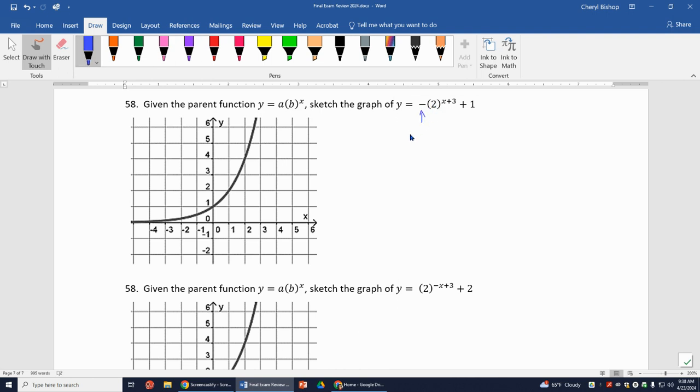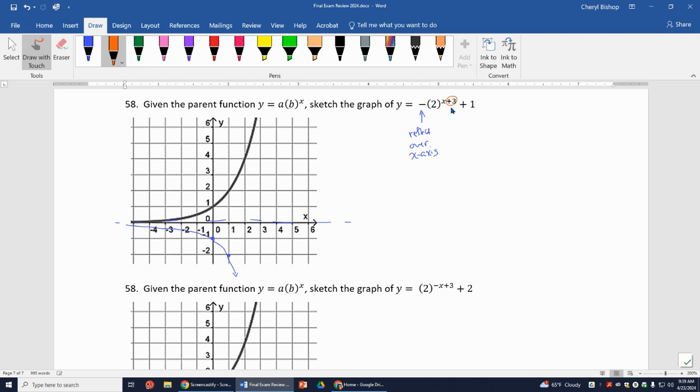I know that's going to reflect over the x-axis. So that's going to take this and move it here. That's going to take this and move it here. And I'm still going to have my horizontal asymptote right here. It's going to look something like this, and that's just from that little piece that I just talked about.